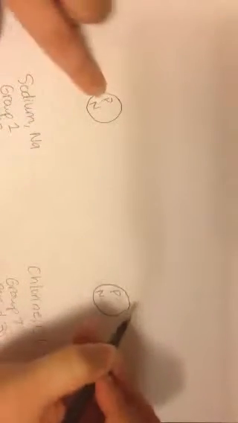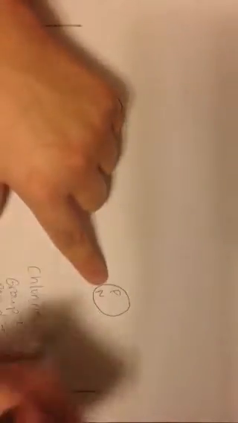So sodium is in group 1, period 3, and chlorine is in group 7, also period 3. When I go to draw my Bohr models, I'm going to do my nucleus first, my protons and neutrons. It's where all of the mass of the atom comes from. Sodium has 11 protons and 12 neutrons for a mass of 23. Chlorine has 17 protons and 18 neutrons.